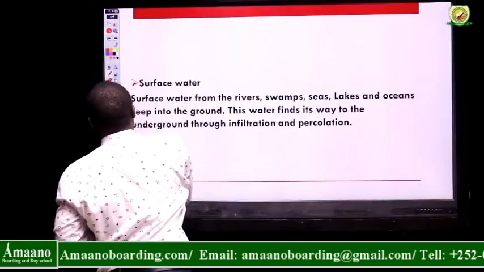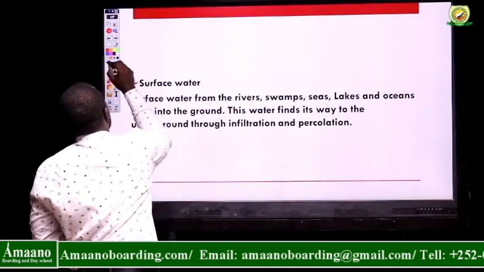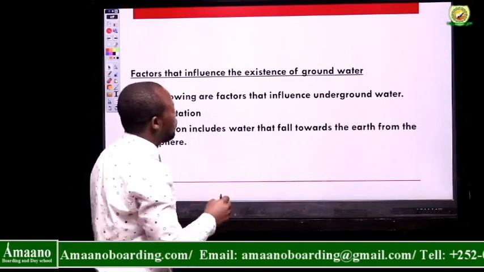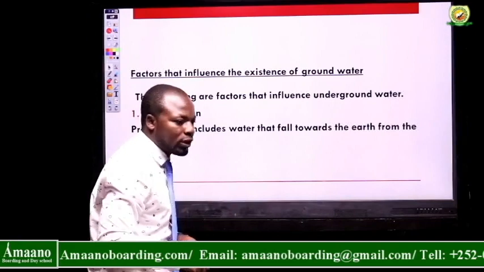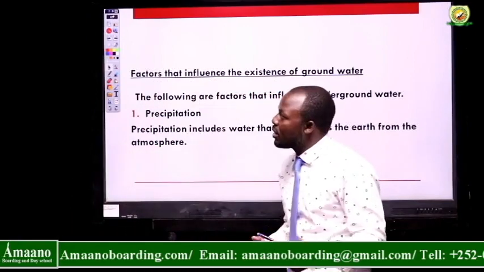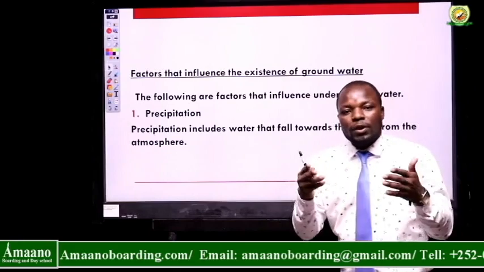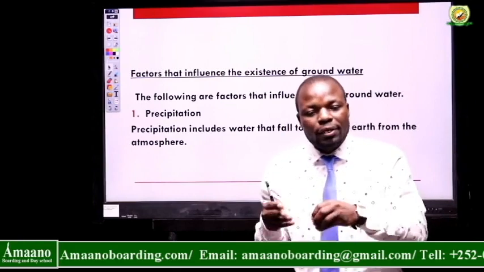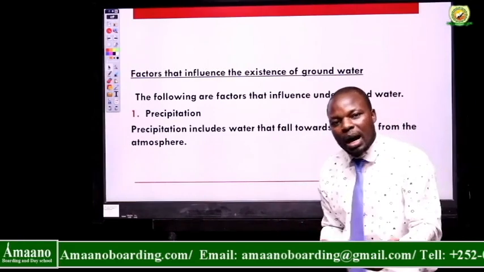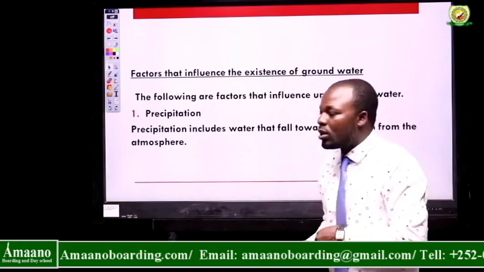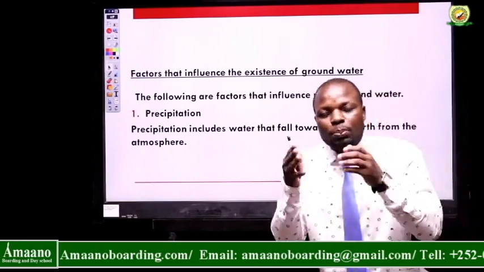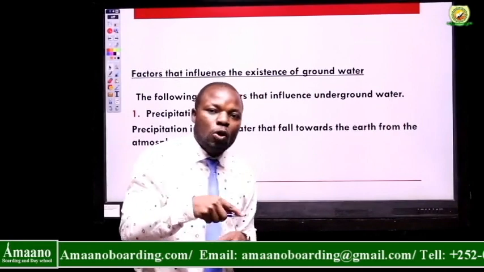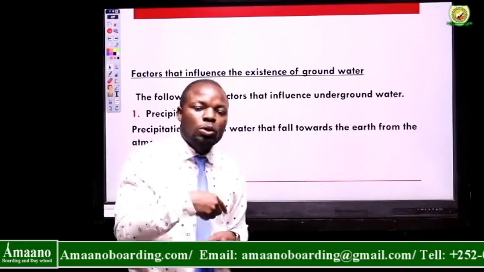Good. So as we continue, there are factors that influence the existence of groundwater. What are some of the factors that influence the existence of groundwater? For there to be groundwater, what factors, what things must we have? What must happen in order to have groundwater? So factors are things that must be present. Class, you understand that? Things that must be present in order to have ground or underground water.